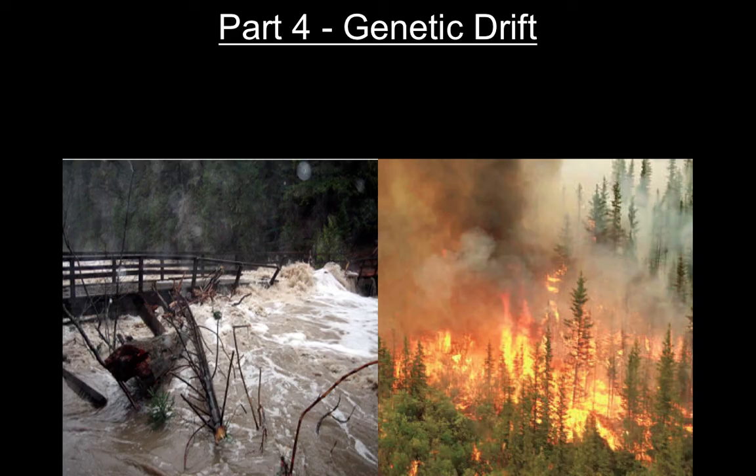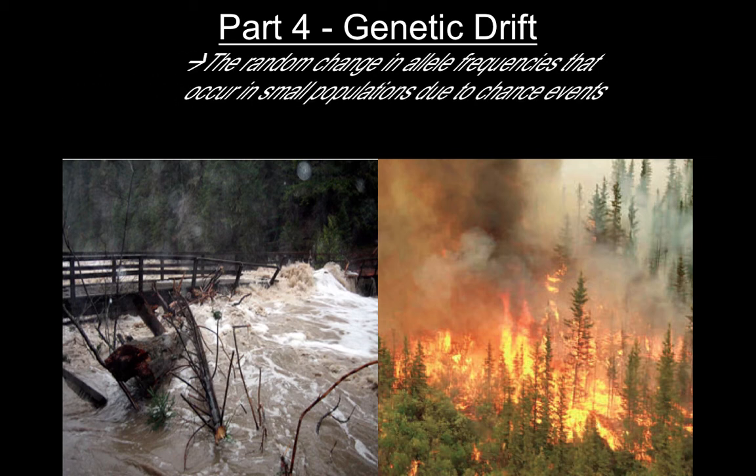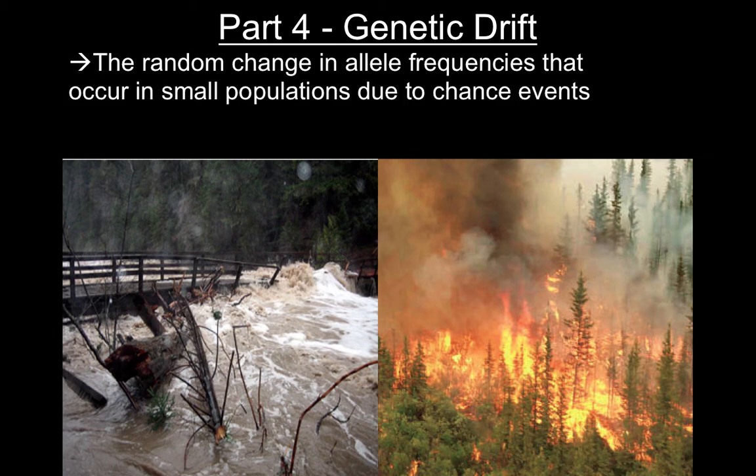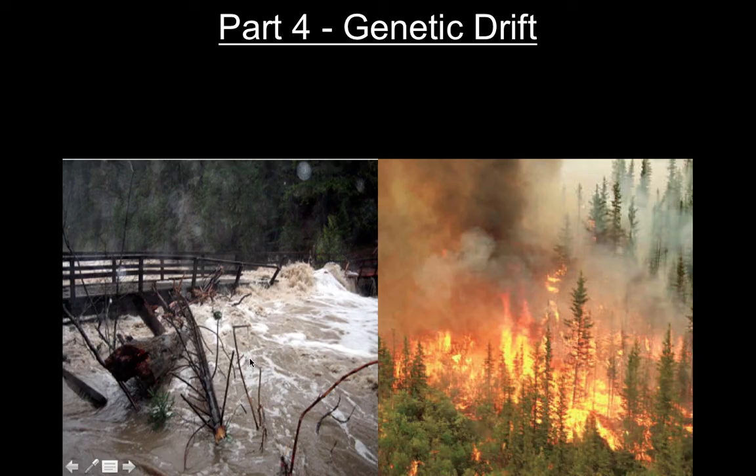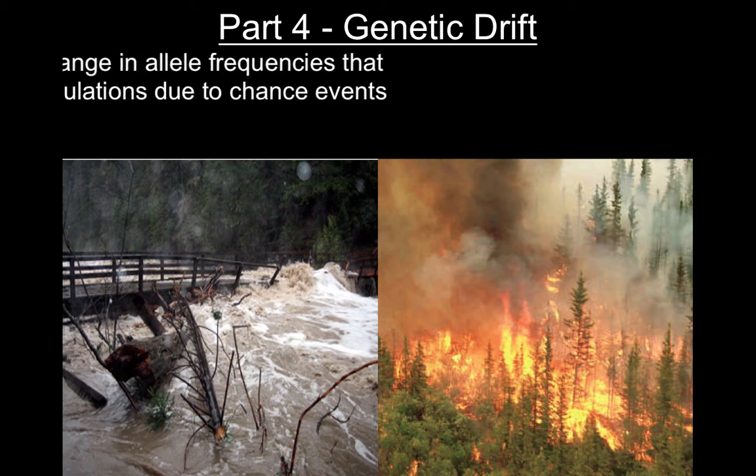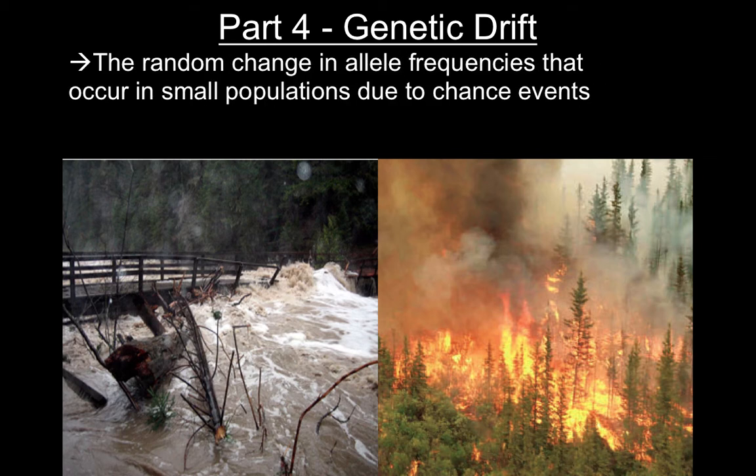All right, then the last topic is genetic drift. This is the random change in allele frequencies that occur in small populations due to chance events. Like in this case, we have a flood or a big forest fire. This is going to really change the frequencies because, let's say back to our frogs, we've got 80% green and 20% brown, or in this case, 60% green alleles. And if a flood comes through and kills all the green ones, now the gene pool is 100% brown. So this flukish event could really shift the frequencies.